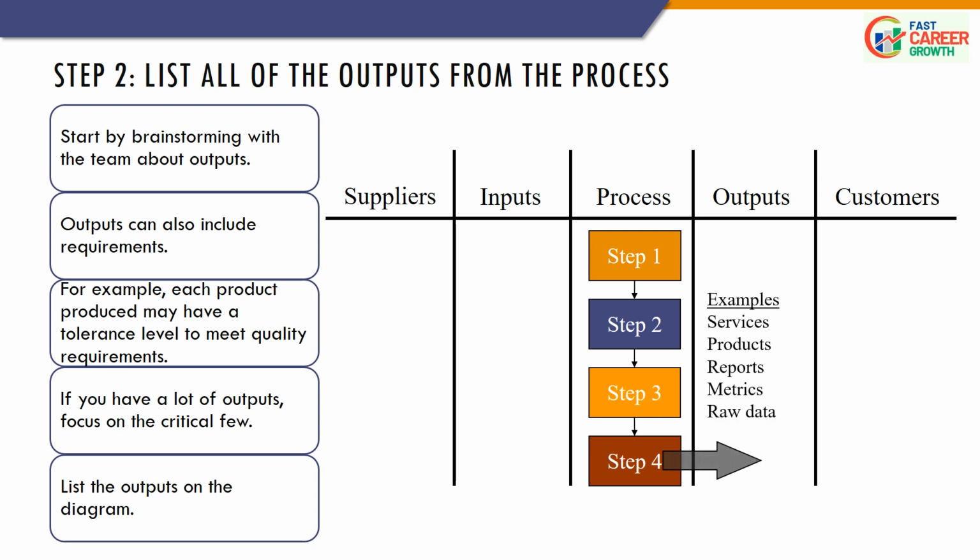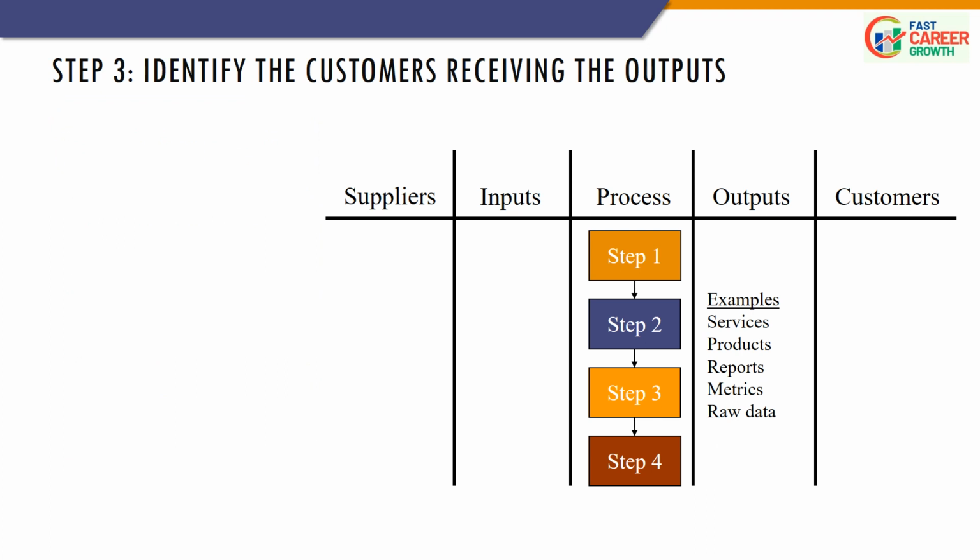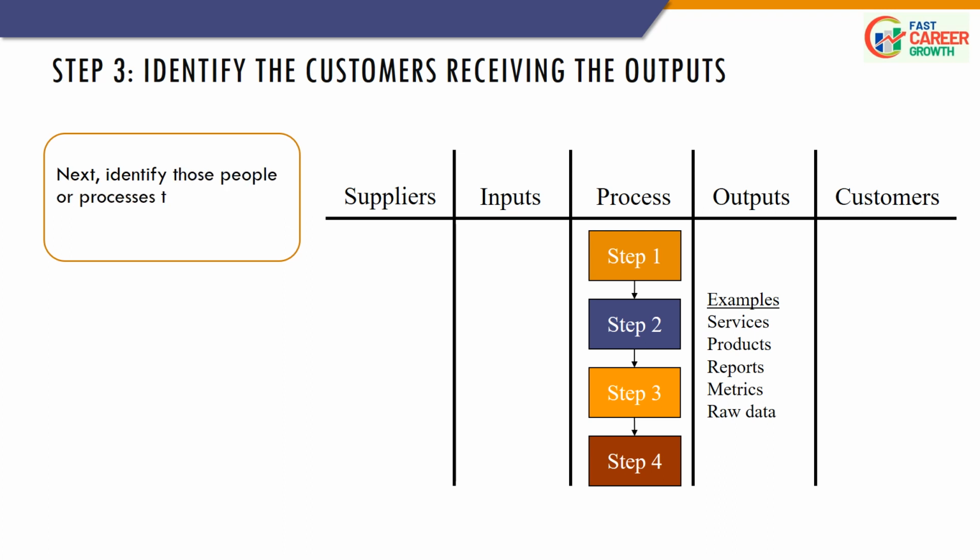Next, Step 3. Identify the customers receiving the outputs. Next, identify those people or processes that receive the output.